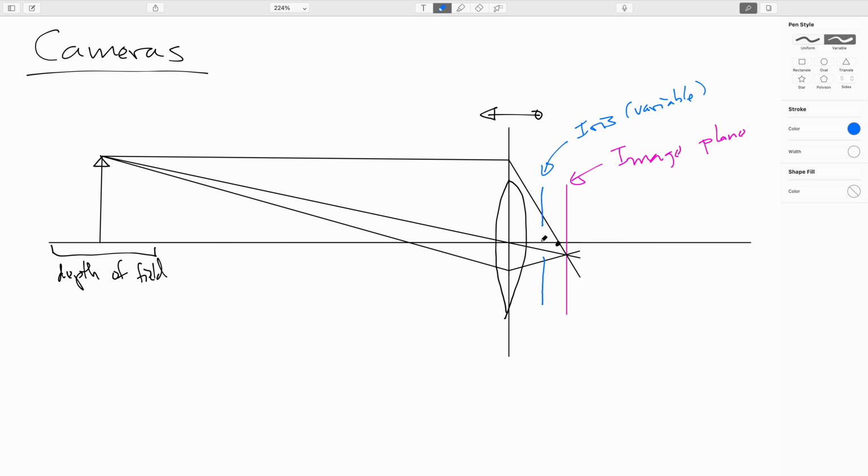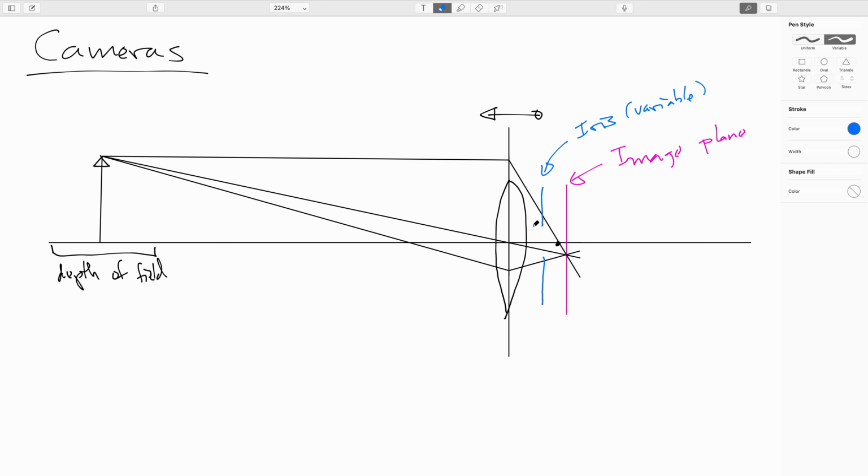So the trade-off is that if you make the aperture big, you'll have a very narrow depth of field, but you'll let a lot of light hit the image plane. So for night photography, you might decide that that's a good choice to make. You decide to give up on depth of field to get more light hitting the CCD array.